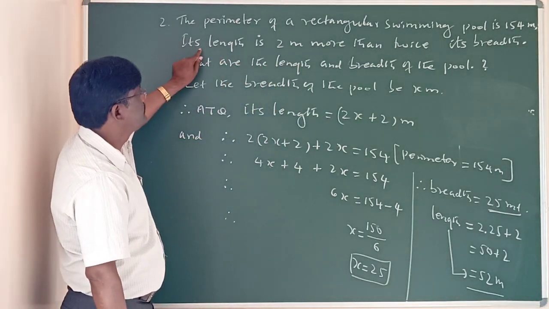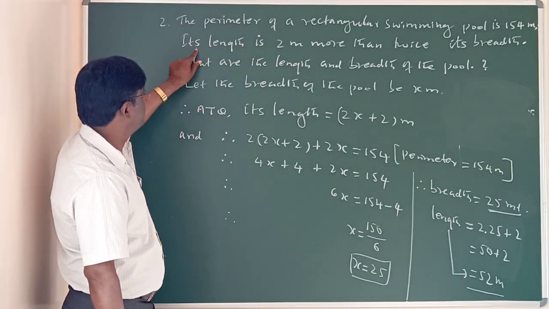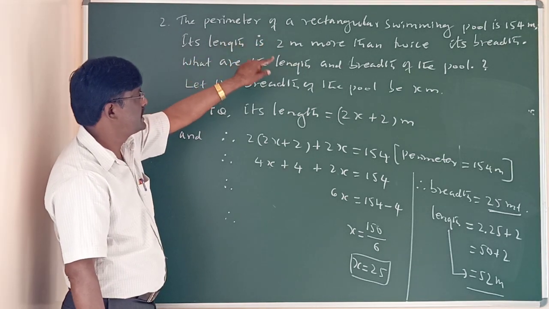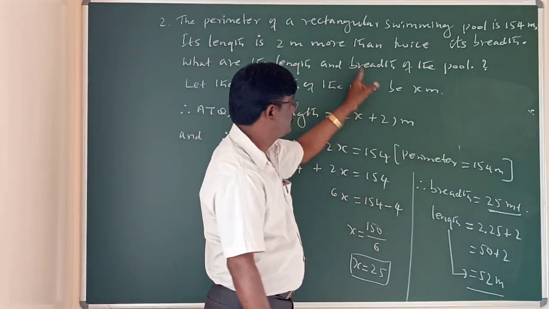Look at here. What is the question? The perimeter of a rectangular swimming pool is 154 meter. Its length is 2 more than twice its breadth. What are the length and breadth?